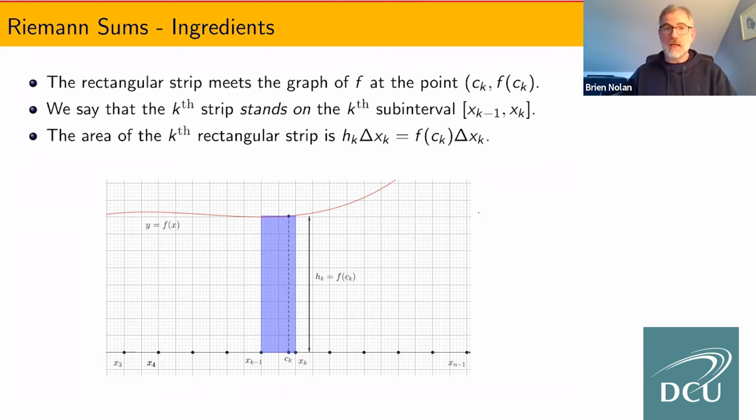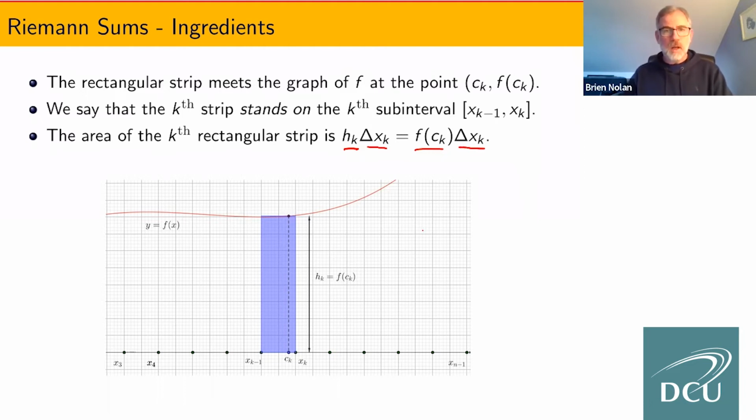Okay. So the rectangular strip, as I've said, meets the graph of the function f at the point x equals ck, y equals f of ck. And we say that this kth strip stands on the kth subinterval. What's its area? Well, here's where the fact that we're using rectangles comes home to roost, because the area of this rectangle is really easy to calculate. It's just the height, hk, times the width, delta xk. The height is f of ck, the width of the interval is what we've called delta xk.